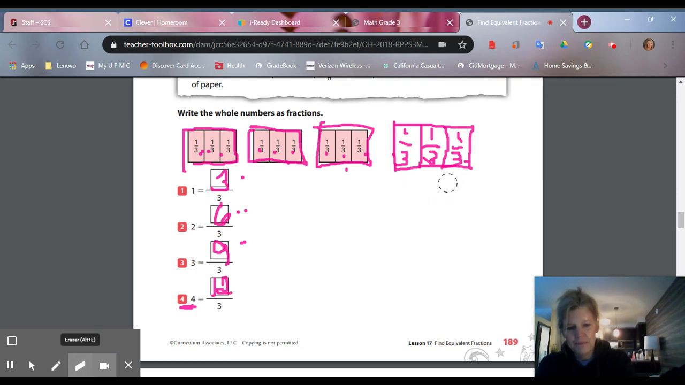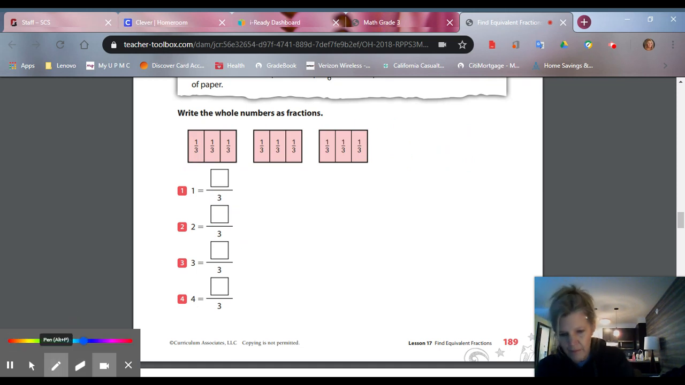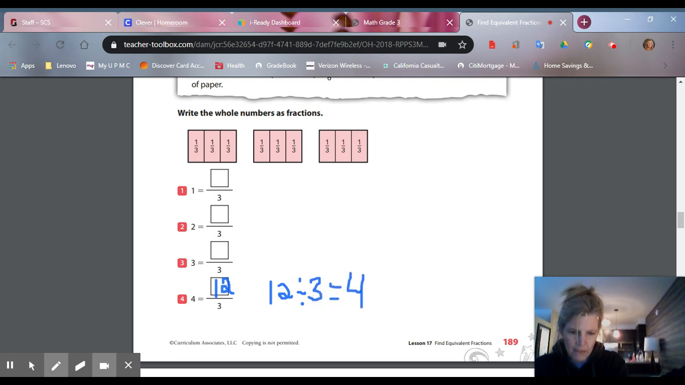Let's double check it. Let me change colors here. Here we go. 1, 2, 3, 4, 5, 6, 7, 8, 9, 10, 11, 12. So 4 equals 12/3. And like I said before, when we started this, if you divide, 3 goes into 12 how many times? Or 12 divided by 3 is what? Well, 12 divided by 3 is 4. 4 wholes.